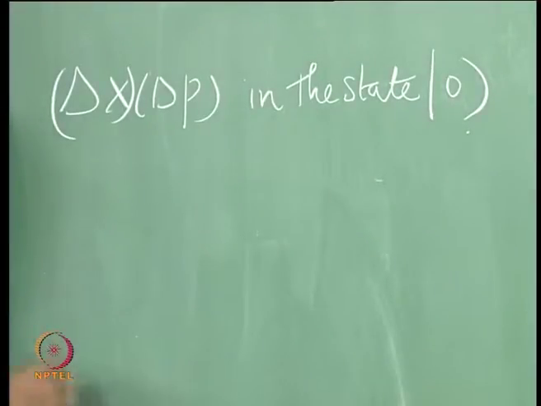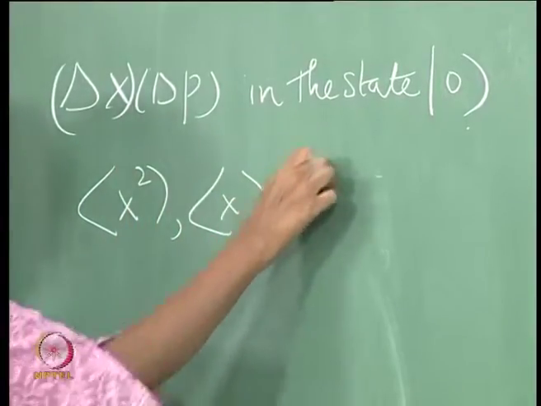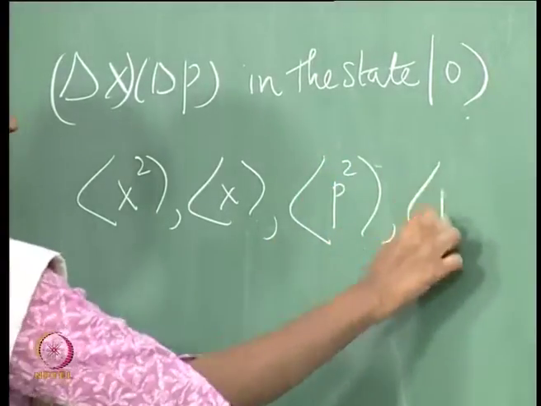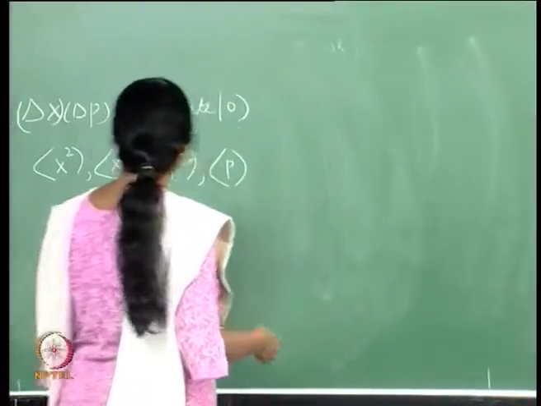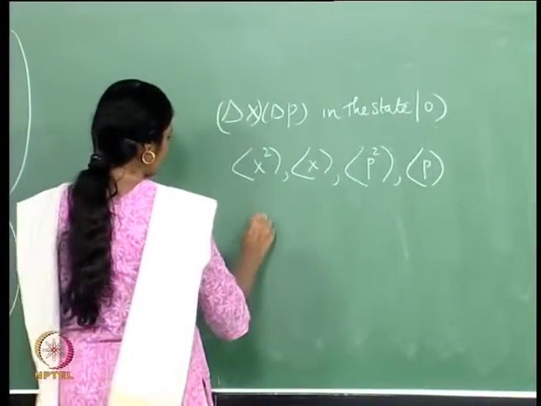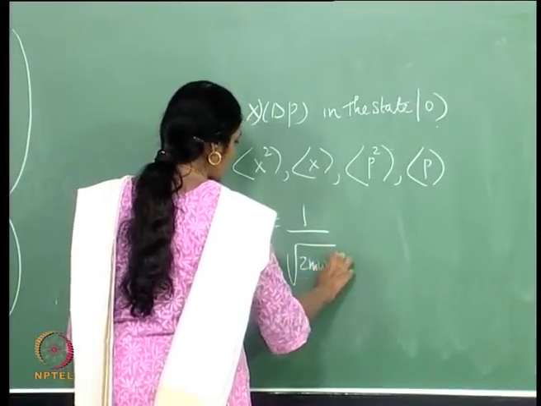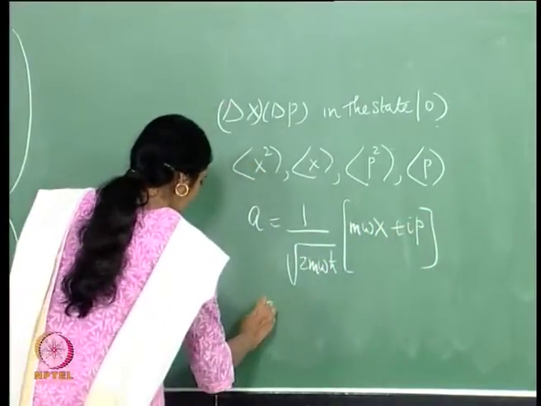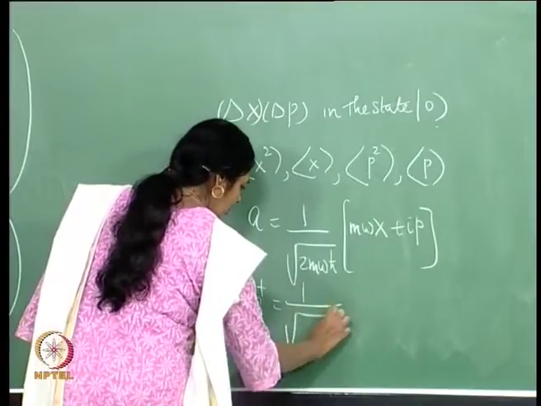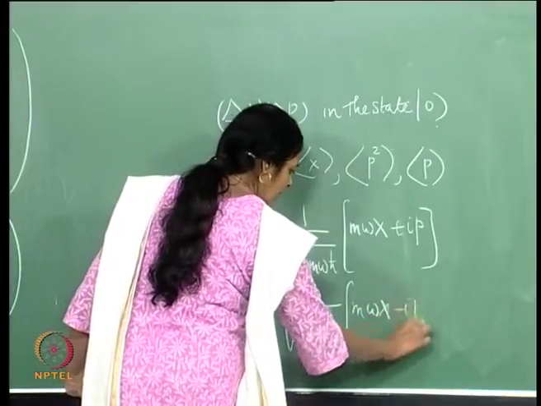All I need to do is now calculate expectation value x squared, expectation value x, expectation value p squared and expectation value p in this state, and then of course I know the variance delta x squared and delta p squared. So, we can do that. Recall that A was 1 by root of 2 m omega h cross (m omega x plus i p), and A dagger was 1 by root of 2 m omega h cross (m omega x minus i p).